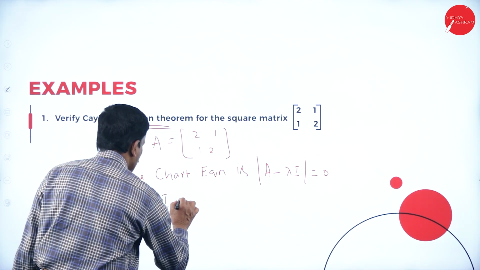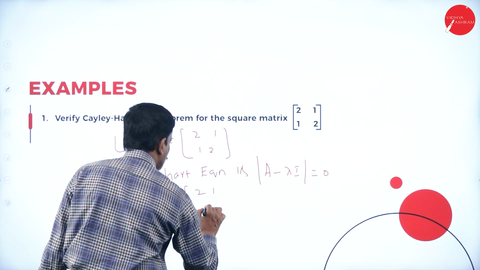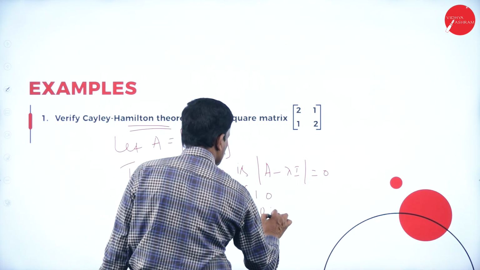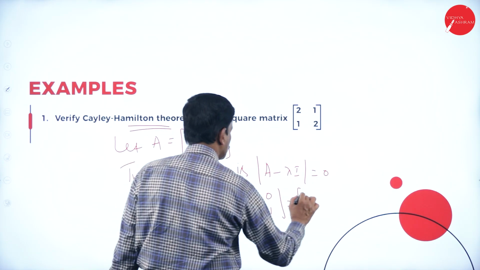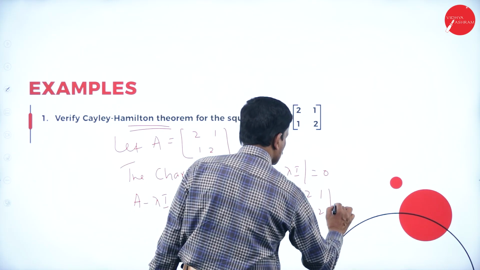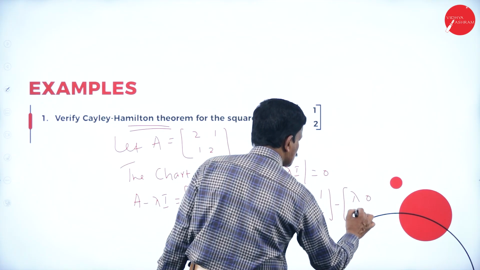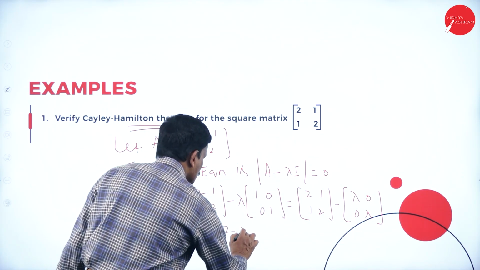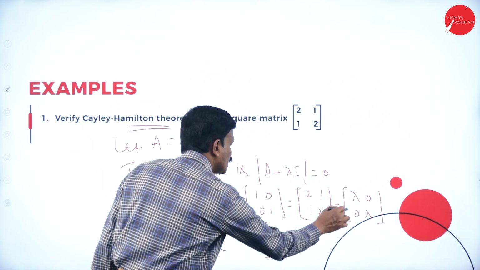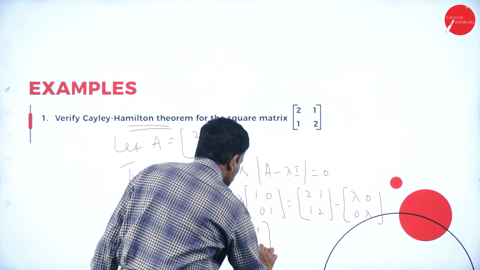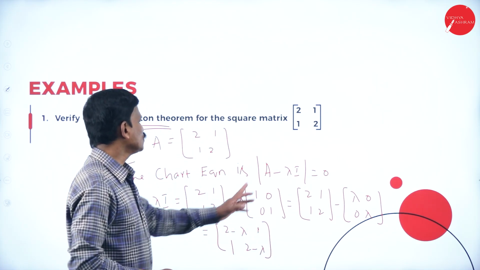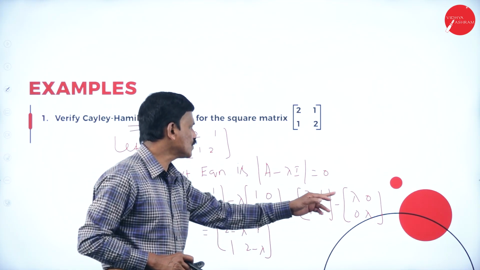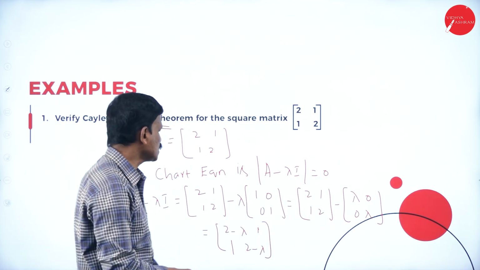A minus lambda I is equal to, what is matrix A? 2, 1, 1, 2 minus lambda into 1, 0, 0, 1. This is equal to 2, 1, 1, 2 as it is, minus lambda, 0, 0, lambda. So, this can be written as 2 minus lambda, 1 minus 0 is 1, again 1 minus 0 is 1, again 2 minus lambda.